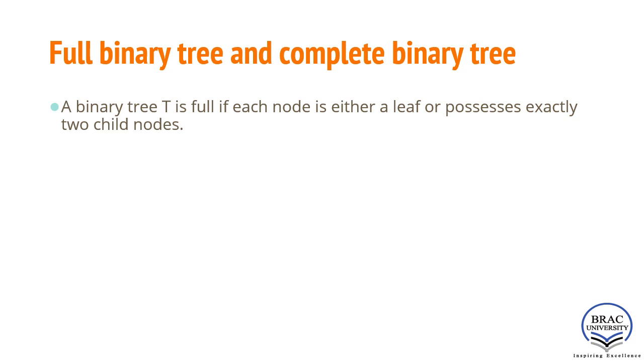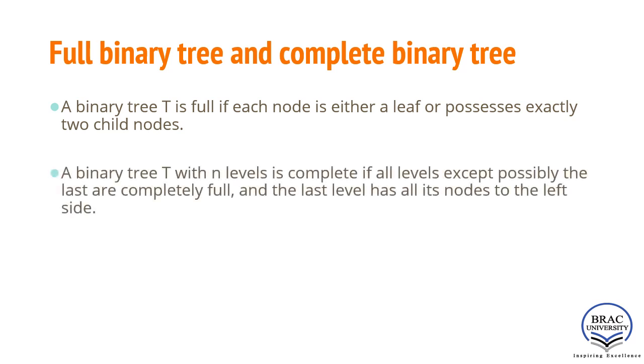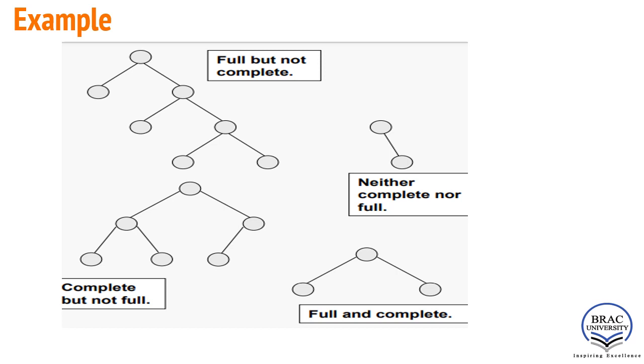A binary tree with n levels is a complete binary tree if all the levels except possibly the last are completely full, and the last level has all its nodes from left to right. As a definition it seems tough, but the concept is very easy. So this is some example for full and complete binary tree. The first one is full but not complete.